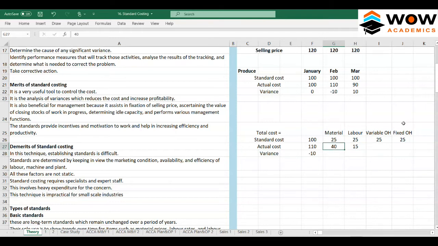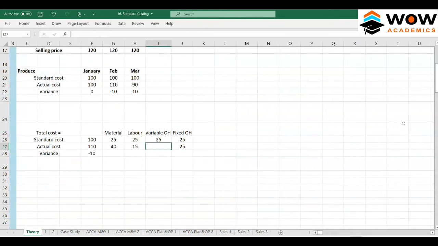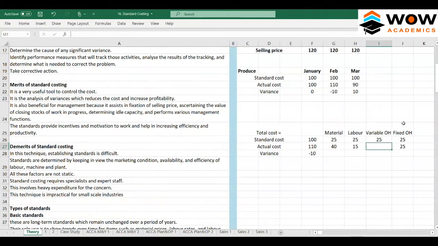And variable overheads, and fixed overheads we'll take as 25. The balance number, whatever this balance is, we'll put it here, and variable overhead goes to a cost of 30. Now we can easily find out where the variances are occurring.